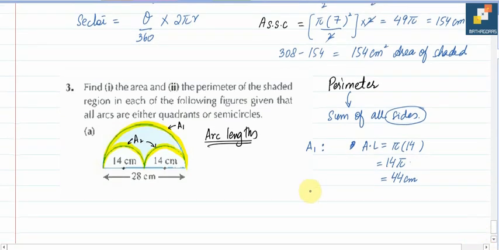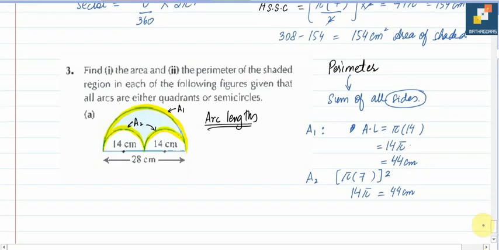Similarly, the arc length of A2, the working formula is the same, that is pi r. The value of radius is 7, and you need to multiply it by 2 because there are 2 lengths for A2, 2 arrows, right? So it will be 14 pi. 14 pi is the same, that is 44 centimeter.